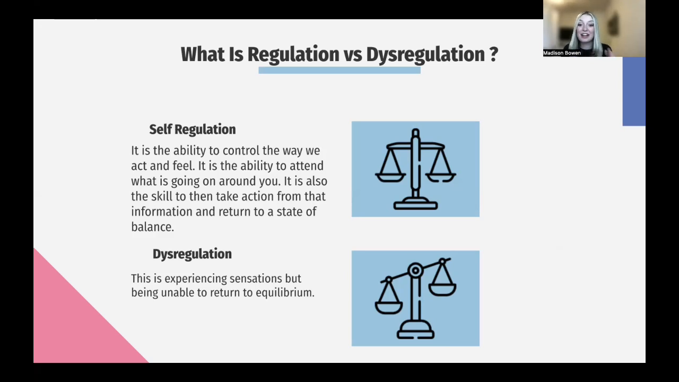So what is regulation and dysregulation? Regulation is being able to use all the senses you're taking in on a daily basis, reacting to them, and then returning to a place of balance in your emotions, mentally and physically. Dysregulation is the exact opposite. So, this is experiencing all those sensations, but being unable to return to an equilibrium.